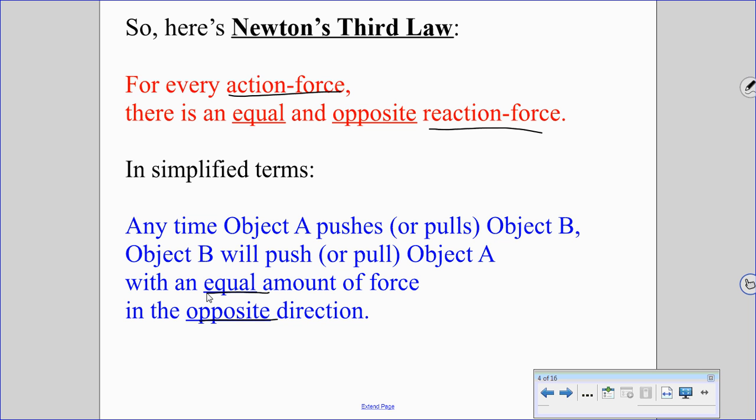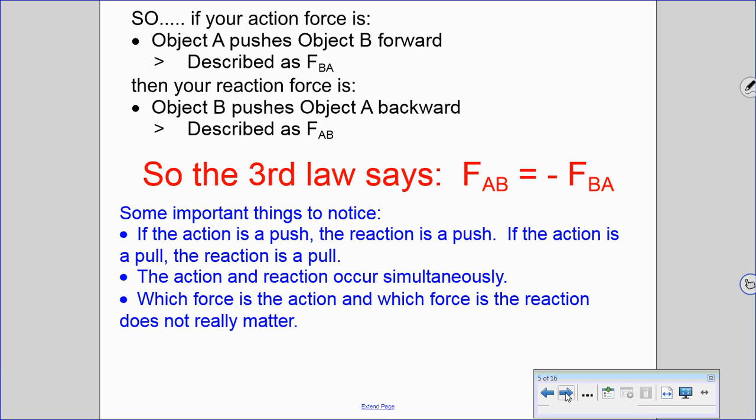So that's why we say the action and reaction are equal and opposite. Good? All right. A couple of important things that you need to know about the third law. First of all, if your action is A pushes B, then the reaction is B pushes A, right? And the only thing you do is you change your direction, right?